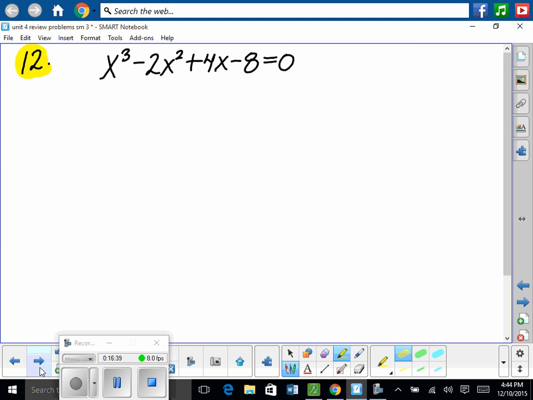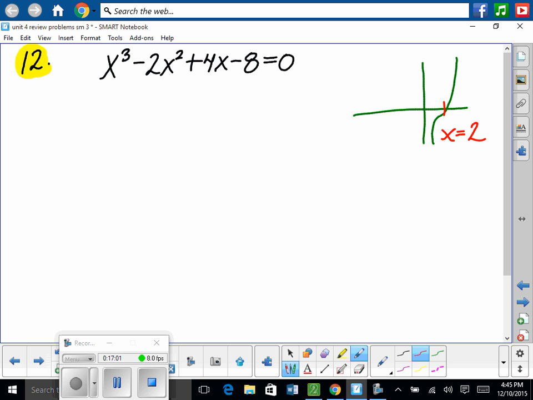Okay. Number 12, it says find all the zeros of the polynomial. With this one, I'm going to practice it a certain way. The first thing I do is graph it in my graphing calculator. If you graph it, it looks something like this. Then I do second trace and I find a 0, and I get x is equal to 2.